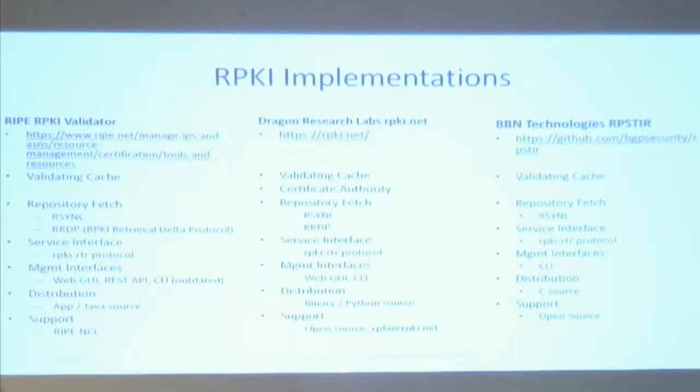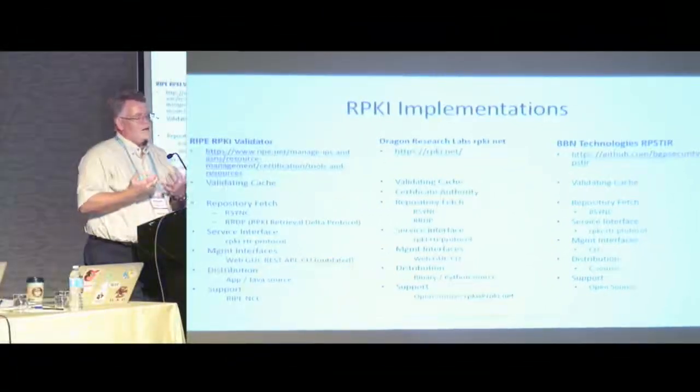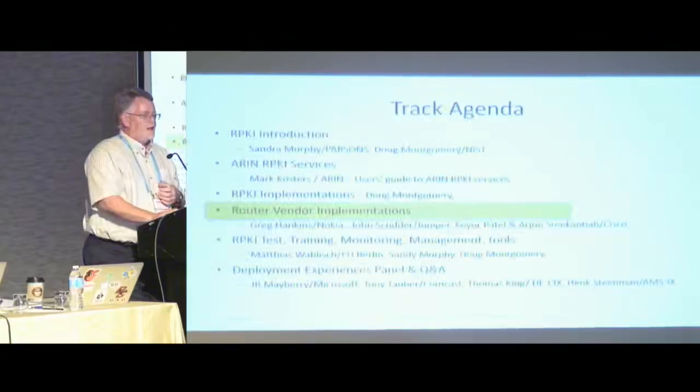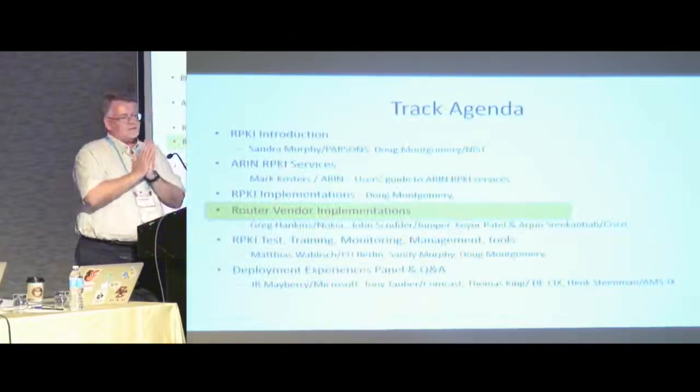So they all do RPKI to router. Different management faces. Some have web interfaces, some just CLI kinds of interfaces. You can look at the distributions. We have a Java app, Python development, C source, and all are supported in one way or the other. RIPE NCC through the full RIPE services interface. RPKI.net has a reasonably active and thriving open source community, an email list, and there's the RIPSTER. So that's all we're going to say about that space.